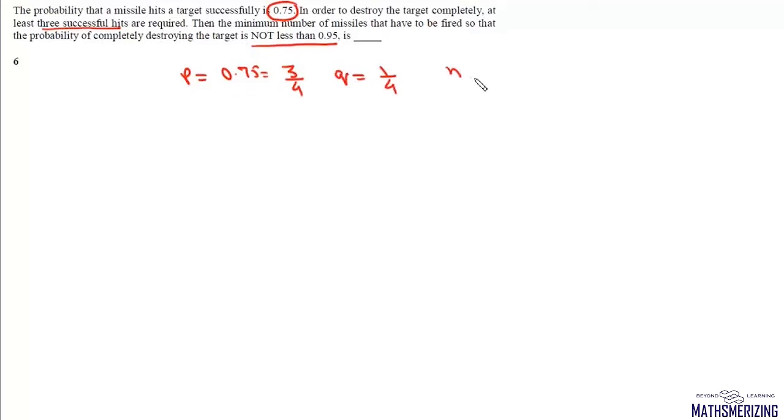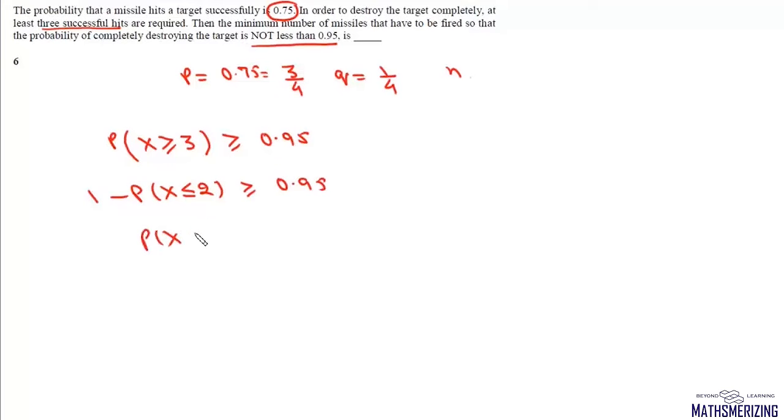And suppose the number of missiles fired is n, then the probability that the target is destroyed will be given by P(x is greater than or equal to 3). This probability is not less than 0.95. That means it should be greater than or equal to 0.95. Now we can write the probability of x greater than or equal to 3 as 1 minus the probability of x less than or equal to 2, and it should be greater than or equal to 0.95, or we can write the probability of x less than or equal to 2 should be less than or equal to 0.05.